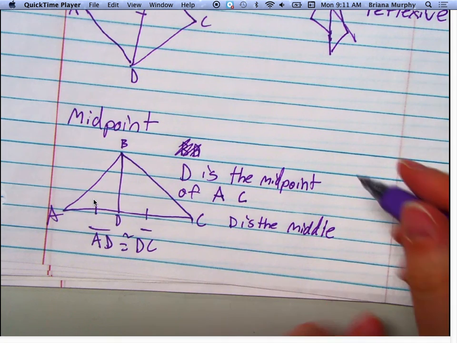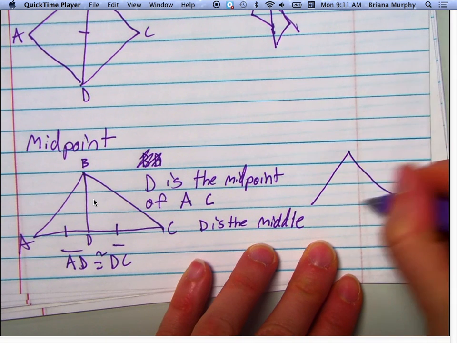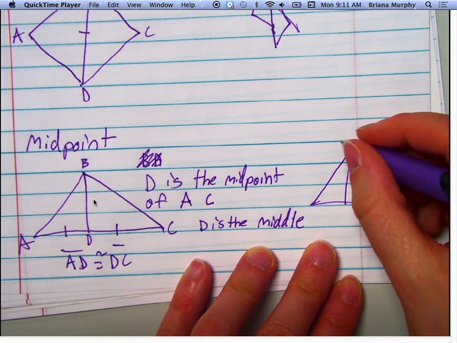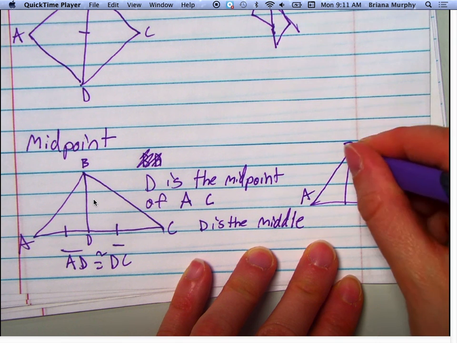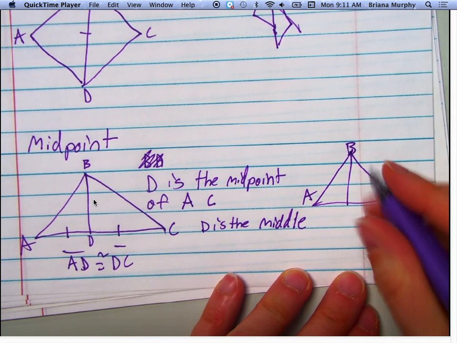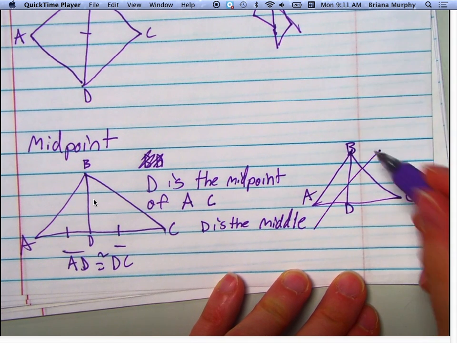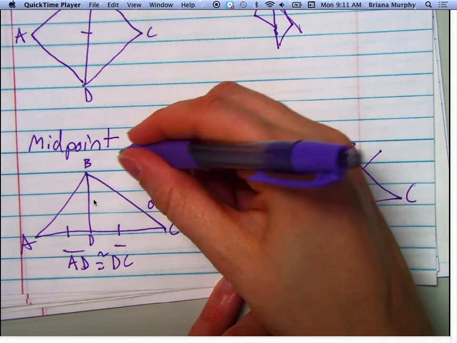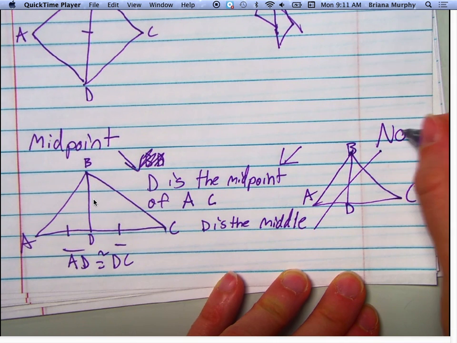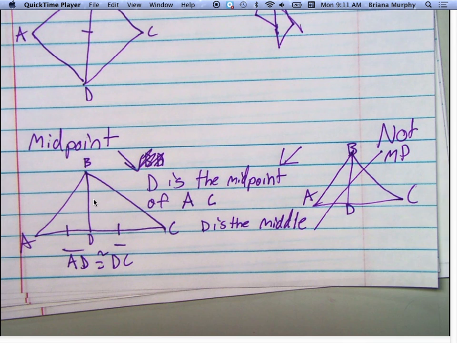Okay? So if I just have a picture where I go like this, and it doesn't say that D is the midpoint, then it's not. It has to say. Otherwise, it's not midpoint. Okay, it has to state it.